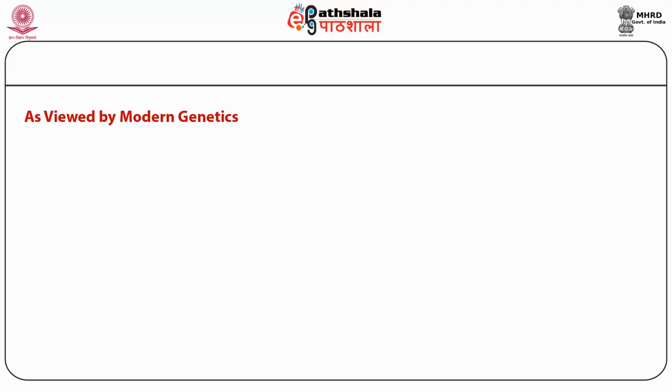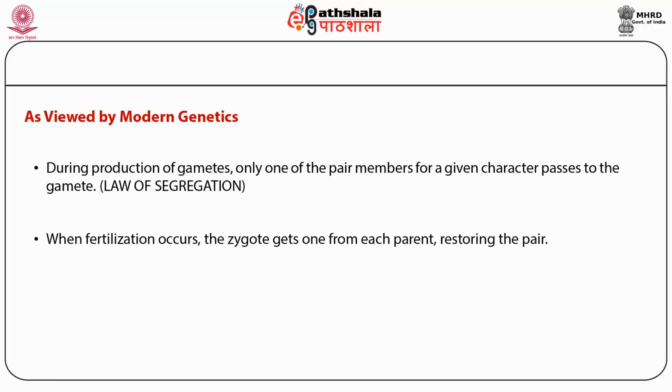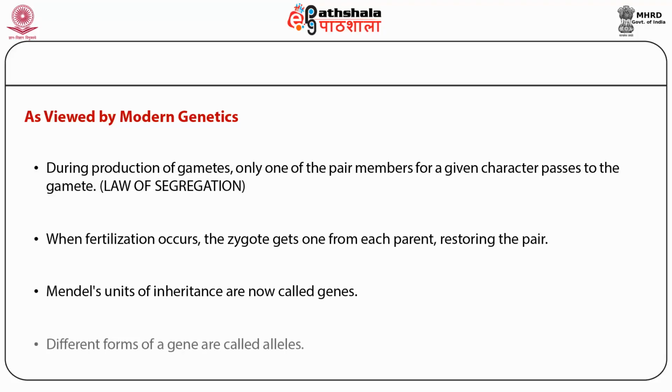As viewed by modern genetics, during production of gametes, only one of the pair members for a given character passes to the gamete. This is the law of segregation. When fertilization occurs, the zygote gets one from each parent, restoring the pair. Mendel's units of inheritance are now called genes. Different forms of a gene are called alleles.